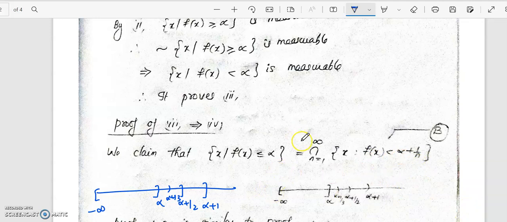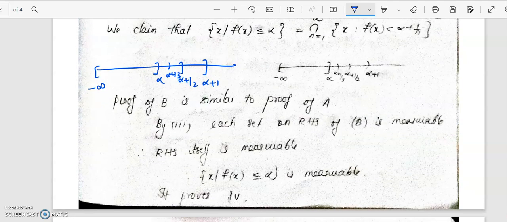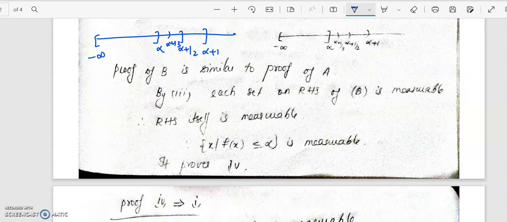So the proof of B will be similar to the proof of A. Again, by 3, we have proved that the set of all x such that f of x less than alpha is measurable. So each of these sets is measurable. So the intersection is again measurable. So now we can conclude that the set on the LHS is equal to the RHS, and the RHS is measurable. So this is also measurable. So that gives the proof of 4.